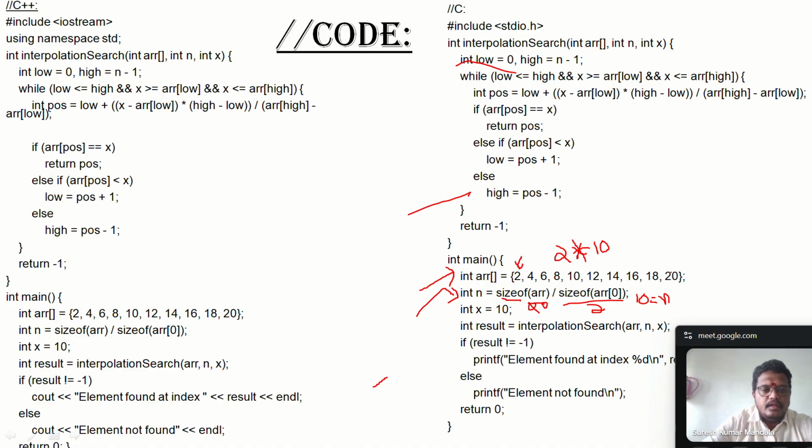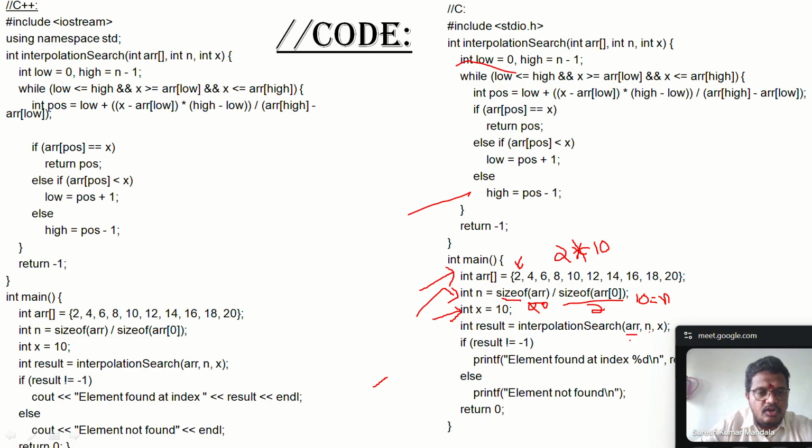The next variable we declare is x. X is the target variable, 10. Whether 10 is present in the array or not, we have to check using interpolation search. Within the interpolation search, we are passing the values ARR, N and X. The ARR will have all the values 2, 4, 6, 8, 10, 12, 14, 16, 18, 20.